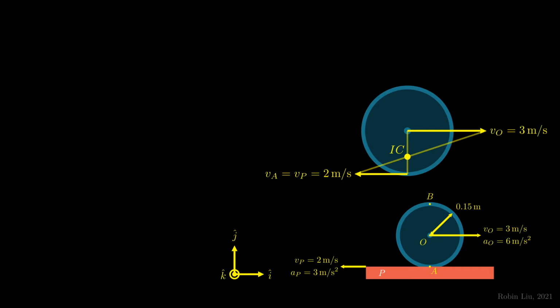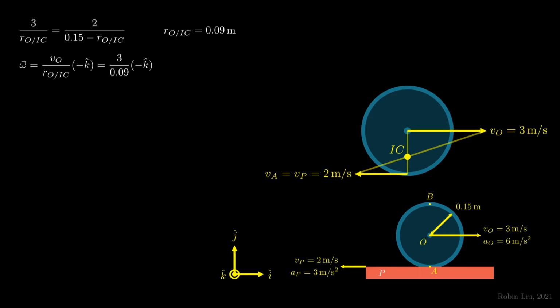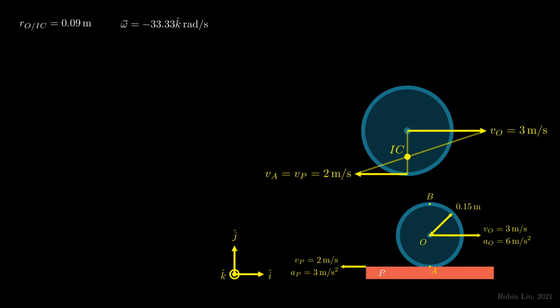The velocity of point O and point A both appear at this precise moment to be rotating about that instantaneous center. To find the position of the instantaneous center IC, we can use similar triangles and equate the ratio of side lengths for each triangle. Once the distance to the IC is known, we can find the rotation rate, which we can see is in the negative k direction. The velocities of the body are fully resolved now, so we can move on to acceleration.